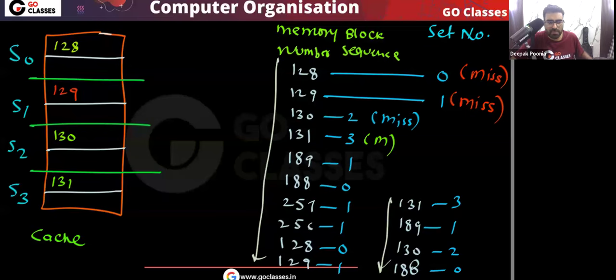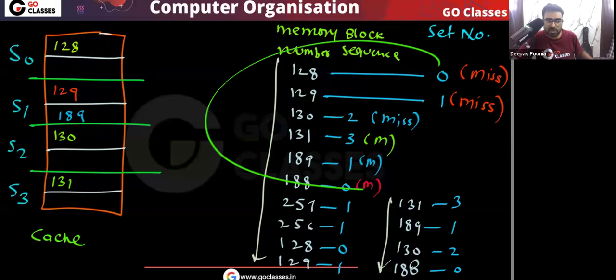What about 189? 189 will map to set number 1. Yes, there is an empty line available in set number 1, so I can put 189 here. This is also a miss. Next, 188. This is the first time we are accessing block number 188, so this is a miss. This is a compulsory miss, because it is the very first access of block number 188. Remember, the very first access of any main memory block is called a compulsory miss. So far all these misses are compulsory misses, because the very first access to any main memory block is called a compulsory miss.